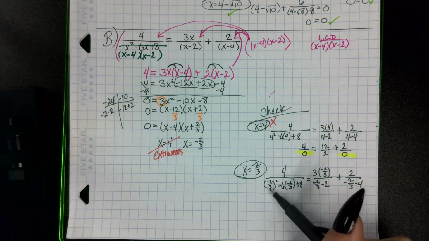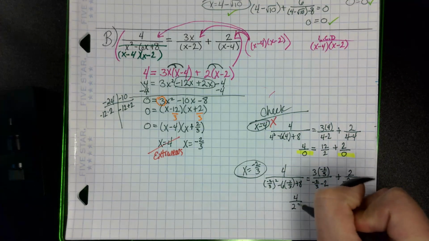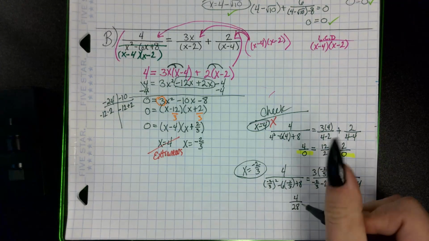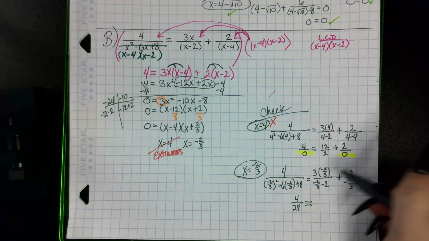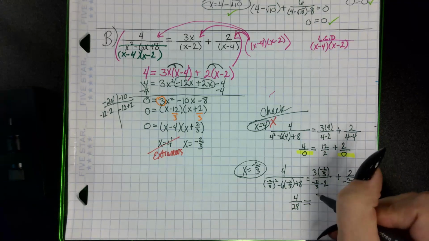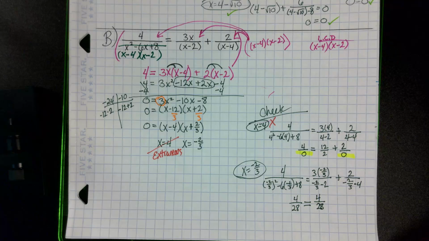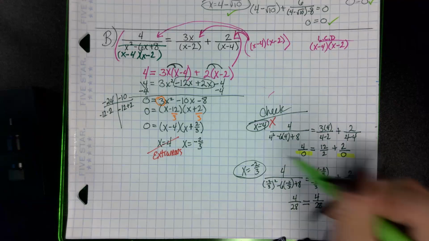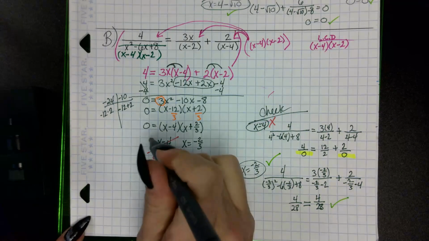So on the left, if I simplify that denominator, I get 4 over 28. Sure, that can be simplified, but I'm not really worried about finding a value for an answer. Just something I can recognize as a number. And on the right side, if I simplify, then I get 4 over 28. So 4 over 28 equals 4 over 28. Yes, it does. So that means that this one is a solution. And my actual answer is right here.